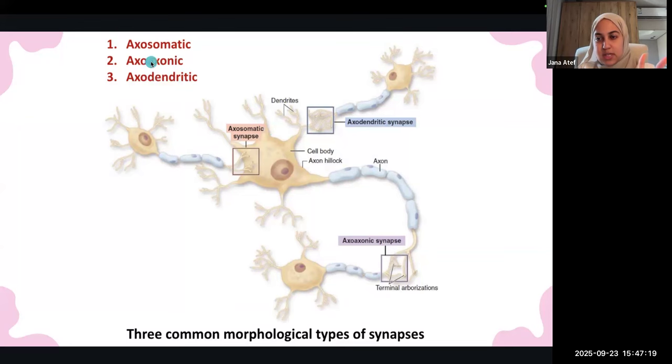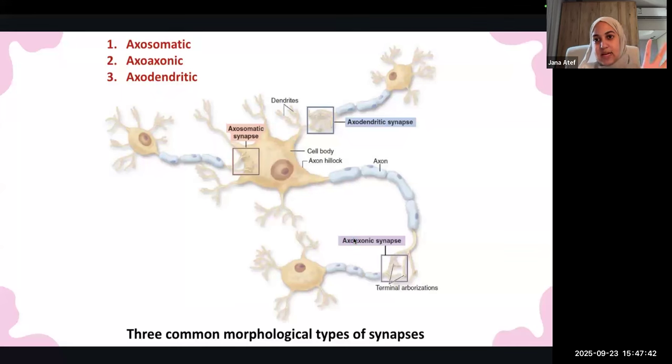I know it says exoxonic here, but to make sense, we're going to go by axodendritic because we're in this space. Axons connected to dendrites, okay? This is one of the examples we mentioned. So an axon can connect to the soma itself, which is axosomatic, or to dendrites, which is axodendritic, okay? The last part it could connect to is axoaxonic.